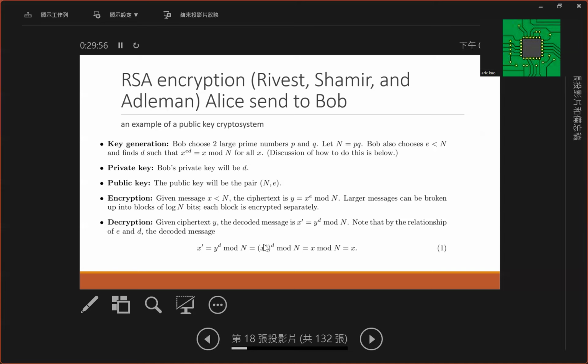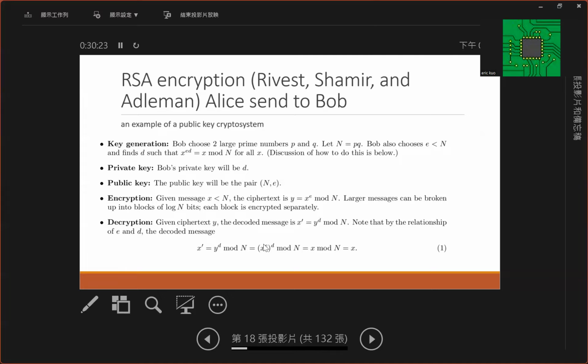Because this is x to the e to the d mod n. Okay, so somehow Bob has an easy way to find e and d as long as e is not yet fixed. And if e is fixed, then it's hard to find d? No. Once Bob chooses e, once e is fixed, then there is an easy way to find d.